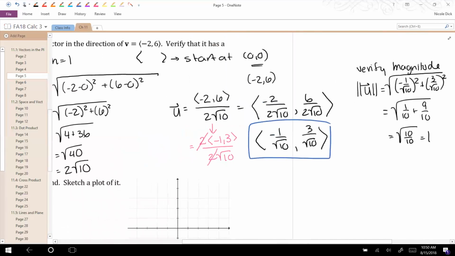Most of the time, you won't be asked to verify. It'll just say, find the unit vector with this direction, and you can just end where we have that little blue box there. You don't have to go on to the verify part, but just since we're new with this, it's good practice to go back and check the length too.